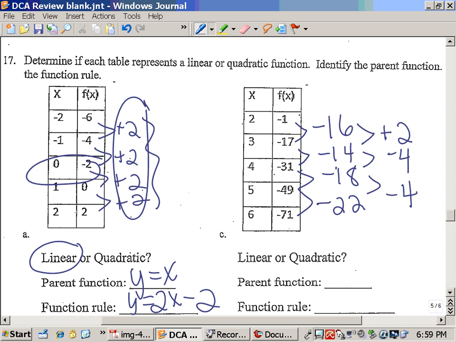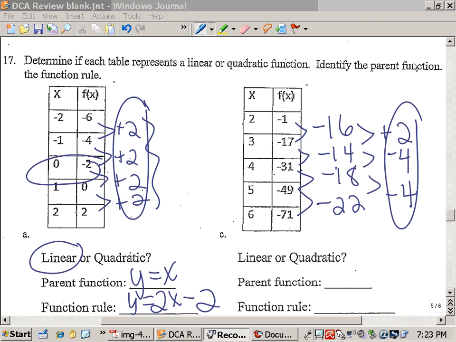Well, from 1 to 17 is definitely 16 spaces, and then 6, yep, these are not the same, so this is not linear nor quadratic. And so this does not appear to be linear or quadratic either. It doesn't have a parent function, and it doesn't have a function rule.